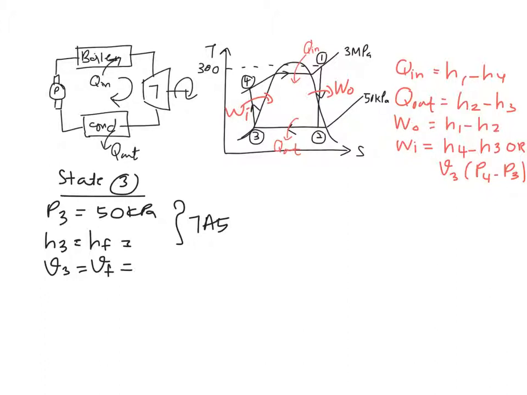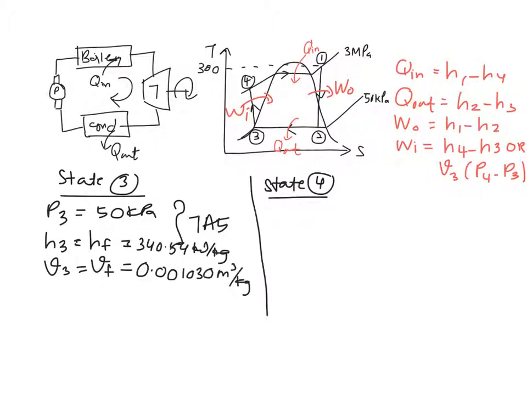I have repaired it. Sorry about this wrong notation before, right? So your work in must be your pump, your work out must be your turbine. Okay, so therefore you are going to need your V3 here. Okay, and the volume of 3 and 4 is the same. It's just that the pressure will be different because the function of the pump is just to increase the pressure.